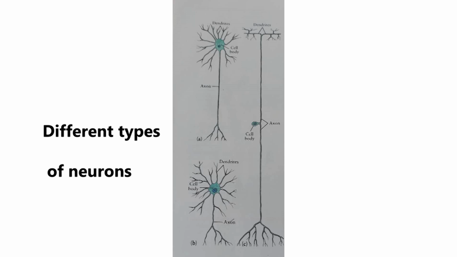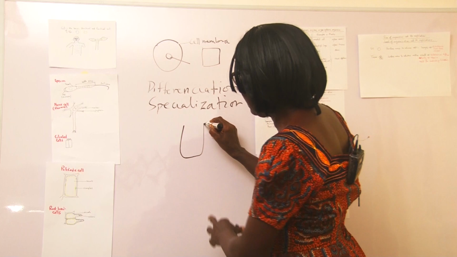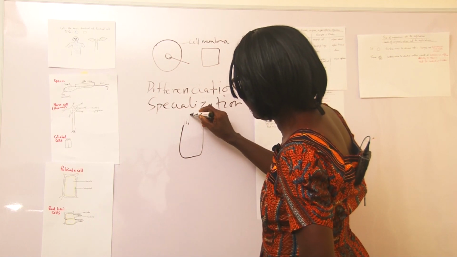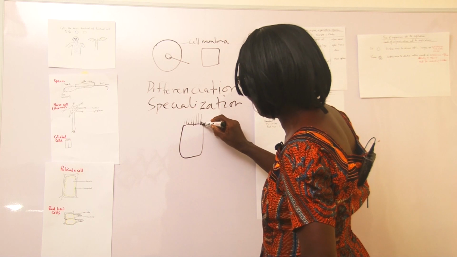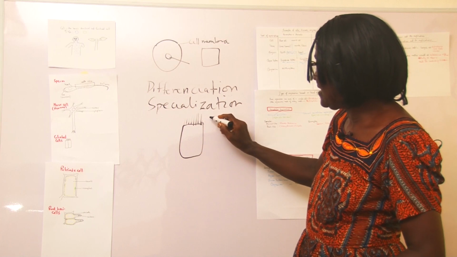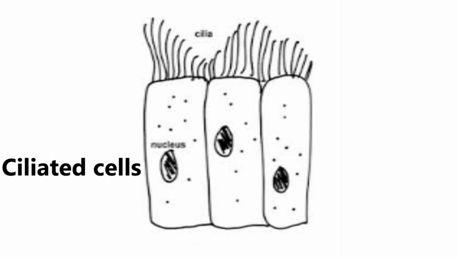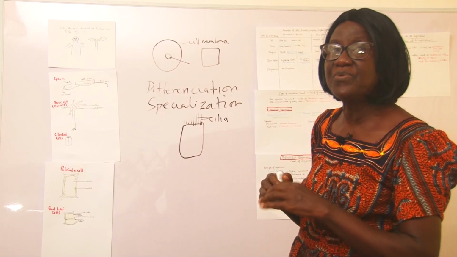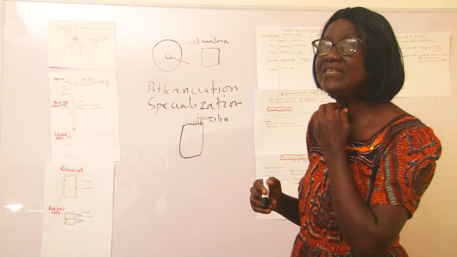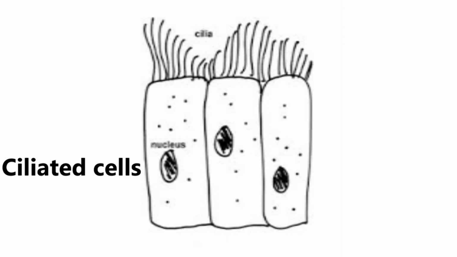All right? Then we have a cell like this. This is an ordinary simple cell. It's called a ciliated cell. It has hair-like structures that come out from the cytoplasm. These hair-like structures are called cilia. One is cilium, plural is cilia. And you have these ciliated cells in places like the oviduct and respiratory tract. There are some in the trachea and bronchi, where we breathe in and out.